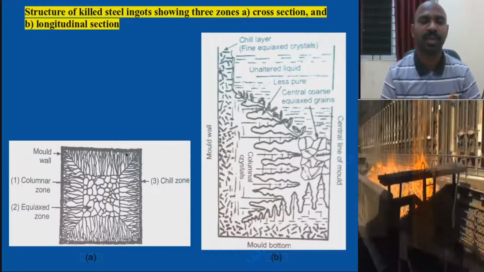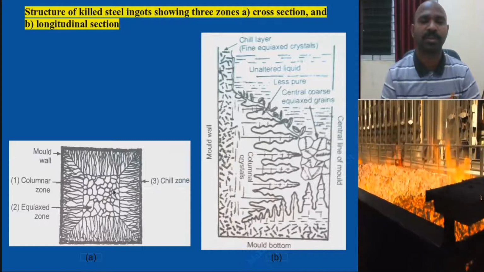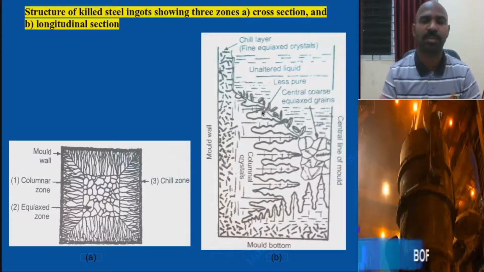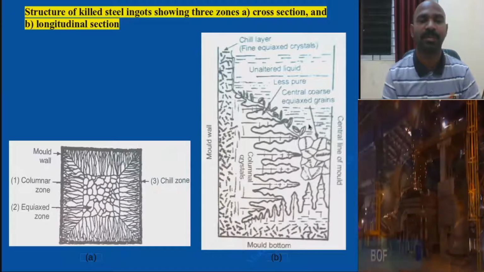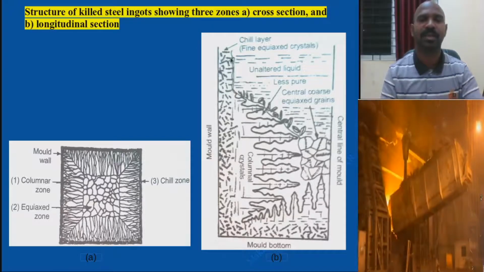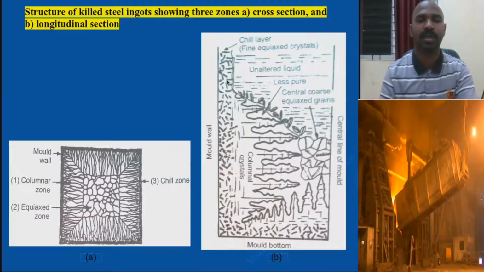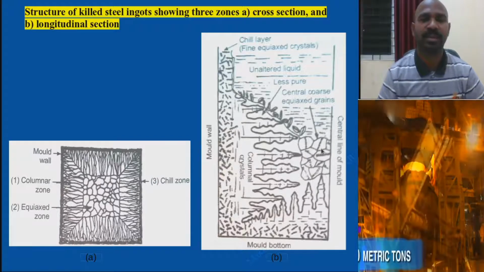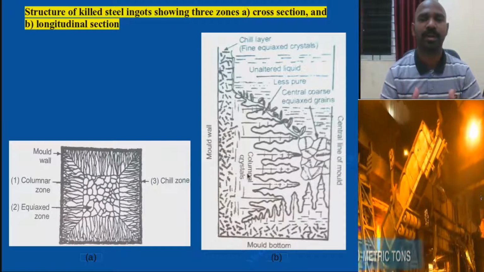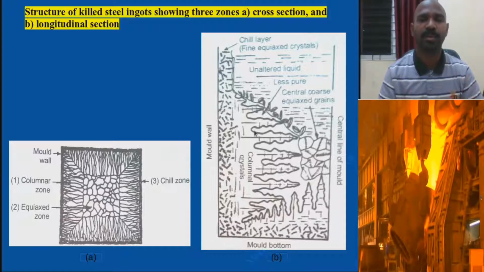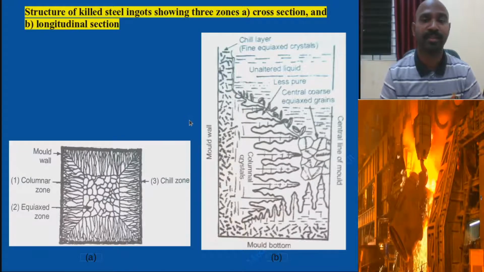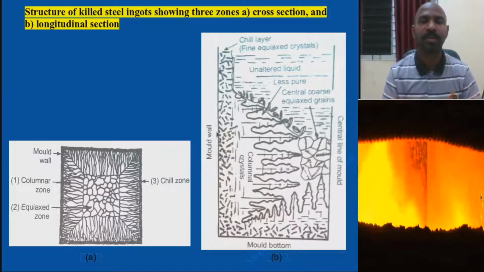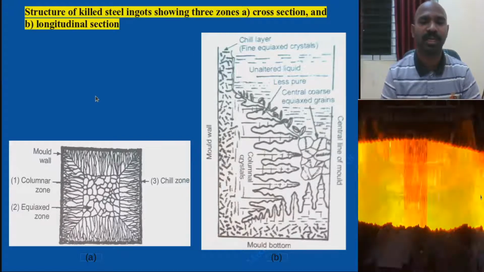And this is the cross section. If you take a longitudinal section, you can again explain these particular zones. The chill zone, these grains are the central equiaxed grains, and these grains are columnar grains. In the longitudinal section, one can interpret in two different ways. This is the structure of ingot casting.